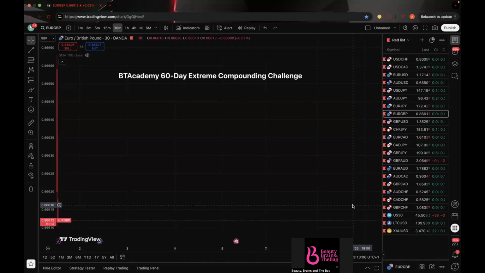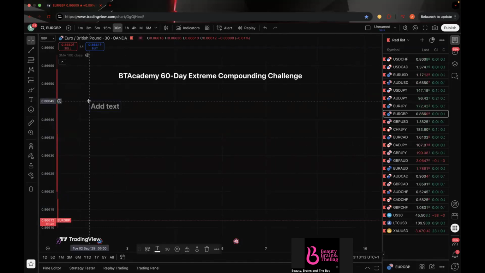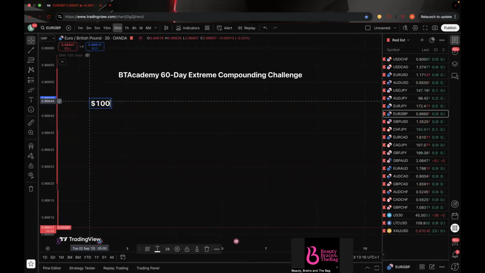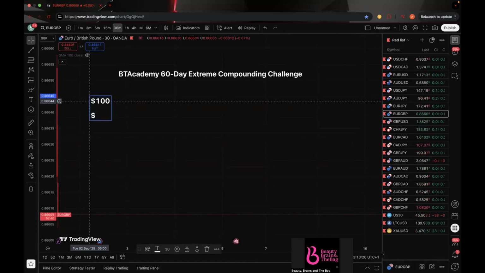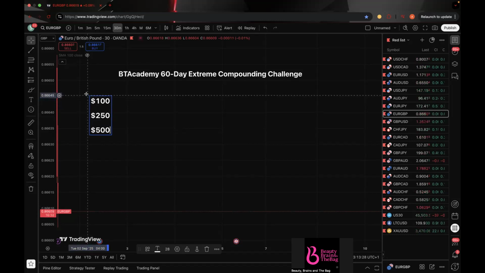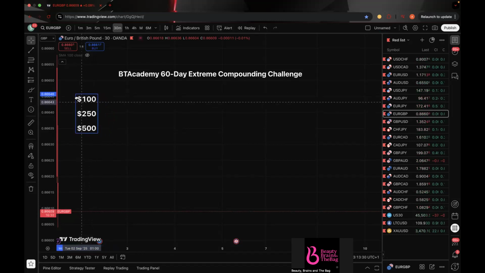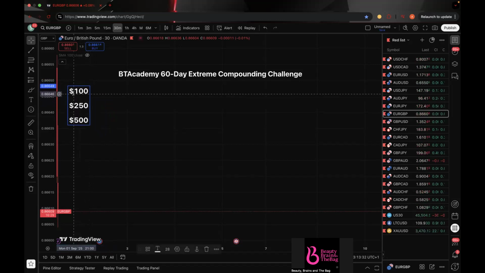I'm going to be doing the calculations across three different account sizes. We'll start with a $100 account. Then I'm going to move to $250. Then I'm going to end it with a $500 account. So you can actually see what it's going to look like based on your account size.